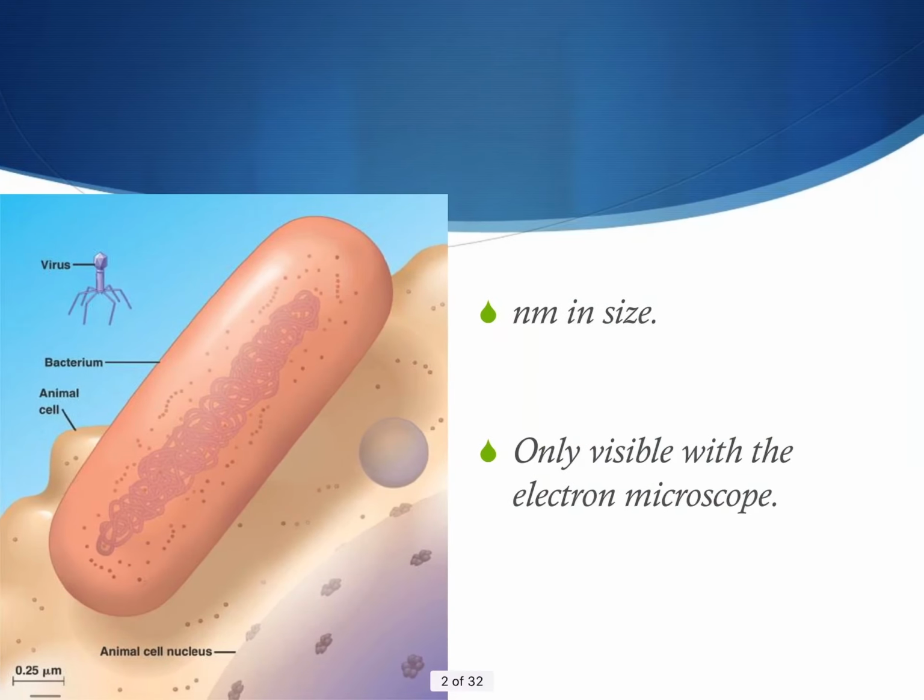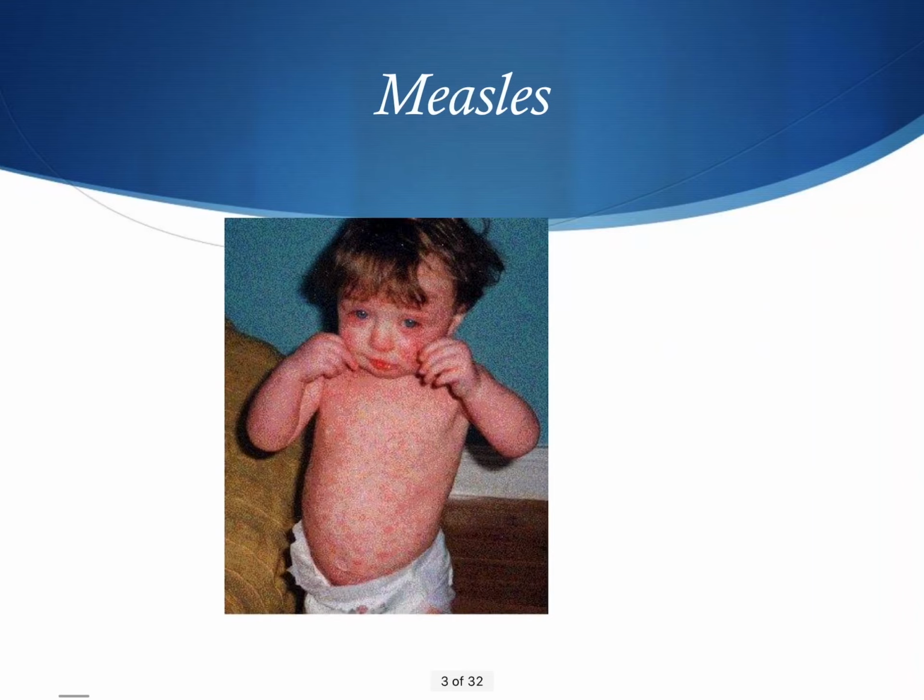I just wanted to run through viruses with you. So viruses are really, really small. They're about 50 times smaller than bacteria. They're only visible with an electron microscope. You can't see them with a light microscope. You need an electron microscope to see them, okay?